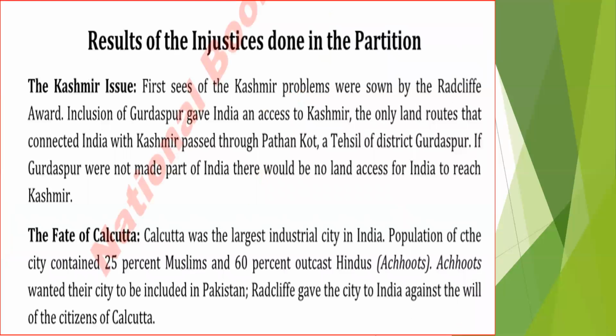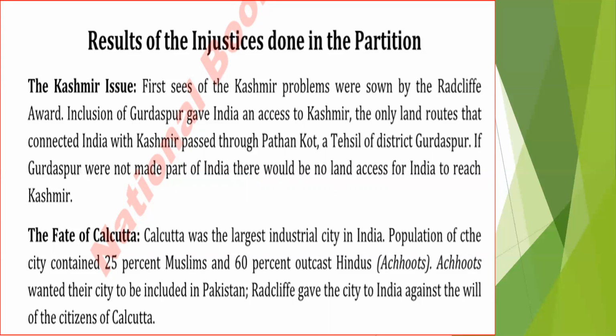Results of the injustice done in the partition. First, the Kashmir issue. The first seed of the Kashmir problem was sown by the Radcliffe Award. Inclusion of Gurdaspur gave India access to Kashmir. Gurdaspur wanted to be part of Pakistan, but it was given to India, and the only land route that connected India with Kashmir passed through Pathankot, a tehsil of district Gurdaspur. If Gurdaspur had not been given to India, there would be no land access for India to reach Kashmir.